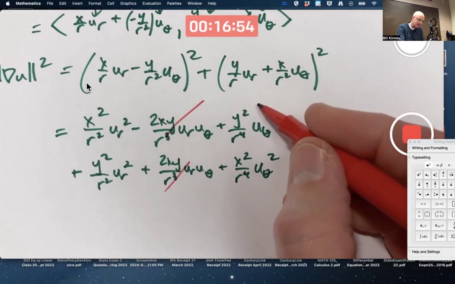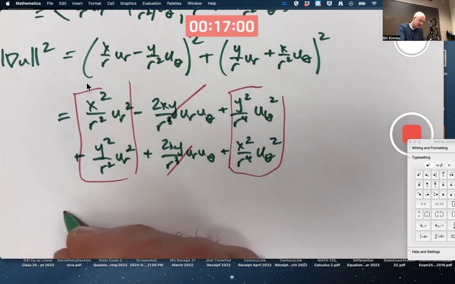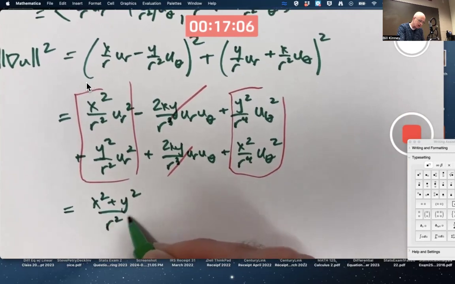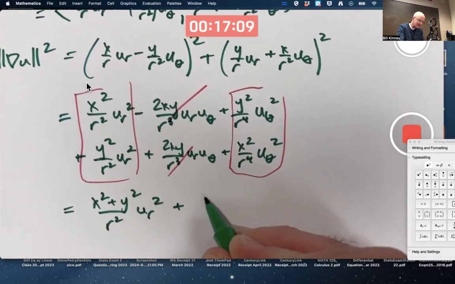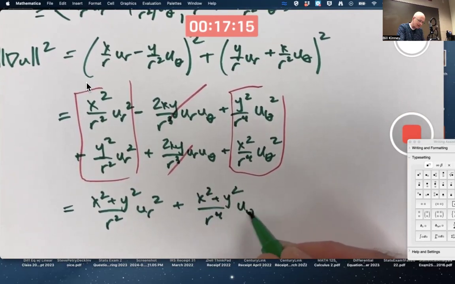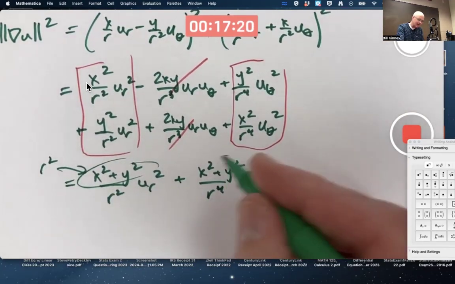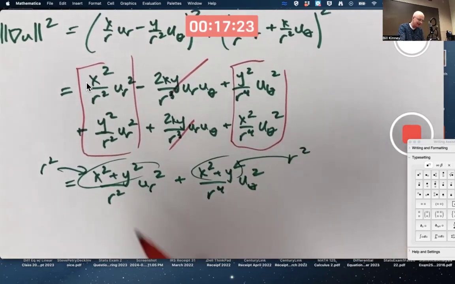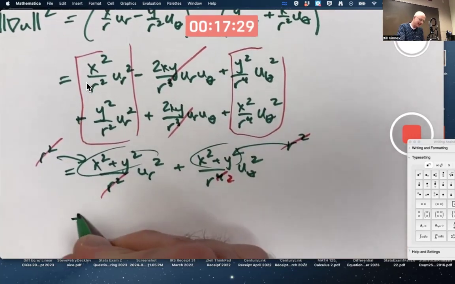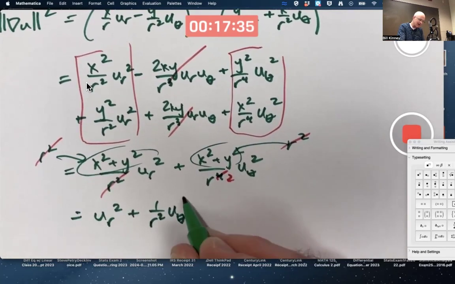Then combine, looks like I should probably combine these and factor out common factors. So it looks like I get x squared plus y squared over r squared, u_r squared, plus x squared plus y squared over r to the fourth, u_theta squared. And lo and behold, that's r squared. And this is r squared. So we get more cancellation. Completely cancel and partially cancel. u_r squared plus 1 over r squared u_theta squared.